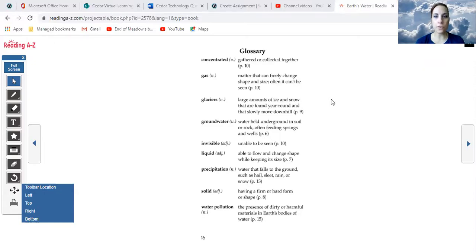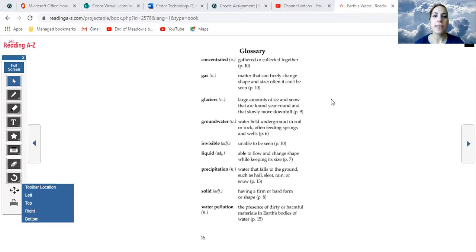Invisible. Unable to be seen. I'm going to become invisible. Where did Mrs. Duda go? Behind my green screen. I just wanted to do that because how fun is that, right? So a lot of times, the air that we breathe is invisible.